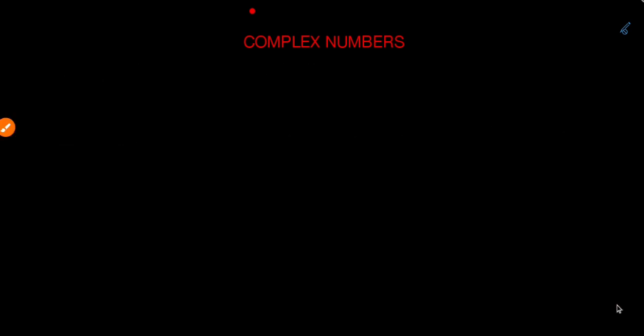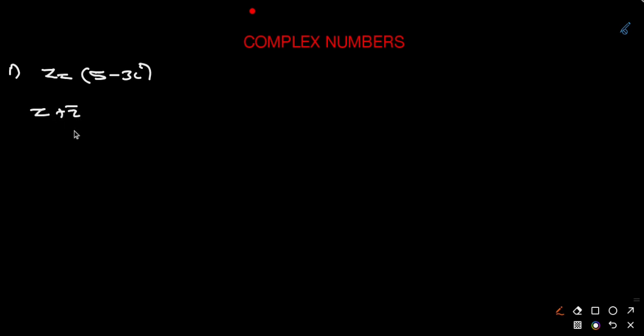Now let's try to look at other examples just for clarification. Okay, so we have example number 1. Let's say you have been given z, which is equal to 5 minus 3i. Here I'm going to ask you to find what z plus z conjugate is. Then the second one, you need to find what z conjugate minus z is.